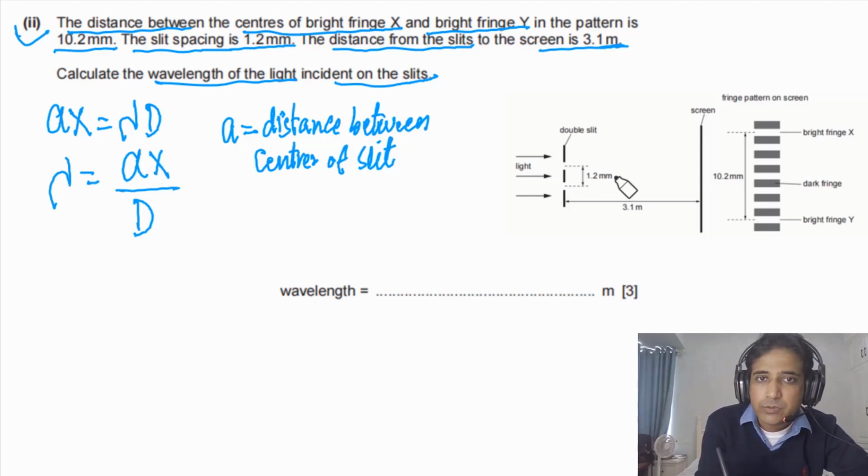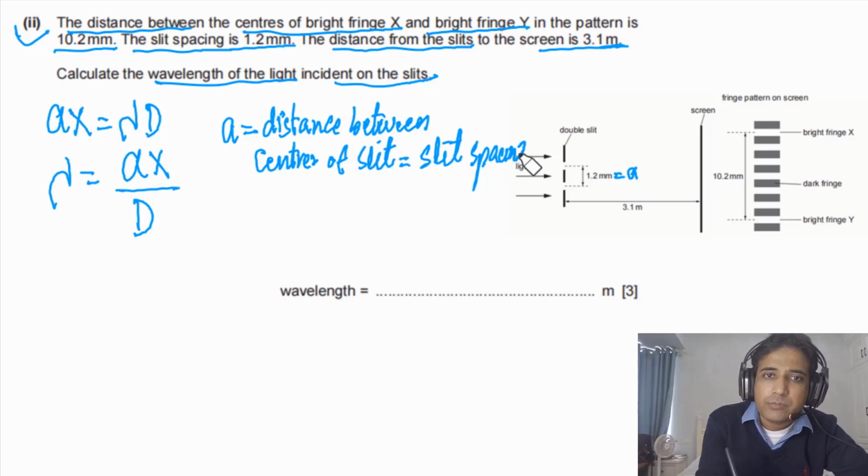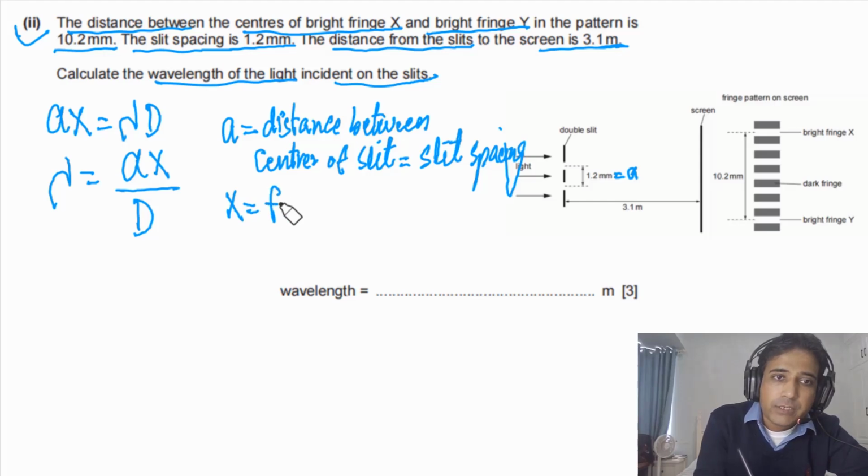So you can see here, this is the value of a. We also call this slit spacing. So you need to understand these terms, very important. Slit spacing. What is x? x is fringe spacing.